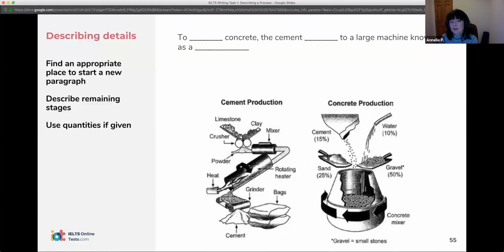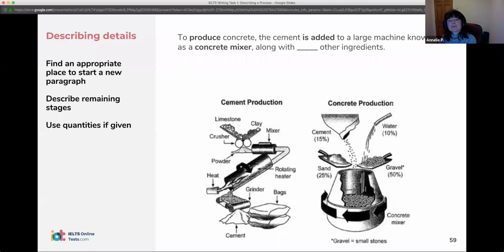So let's move on. We're starting the second paragraph here. What are we going to put in the first gap? To produce concrete, to make concrete. That works very, very well. So we've changed production to produce, to manufacture concrete. So the cement is put, is added. Is fed, very good, Rohan, that's really nice. Is added to a large machine known as a concrete mixer.